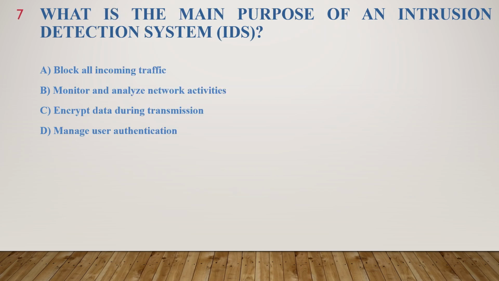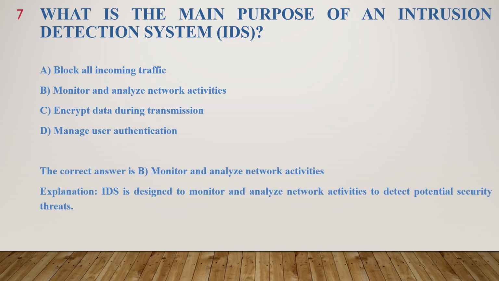Question number 7. What is the main purpose of an intrusion detection system, IDS? A. Block all incoming traffic. B. Monitor and analyze network activities. C. Encrypt data during transmission. D. Manage user authentication. The main purpose of an intrusion detection system, IDS, is B. Monitor and analyze network activities.